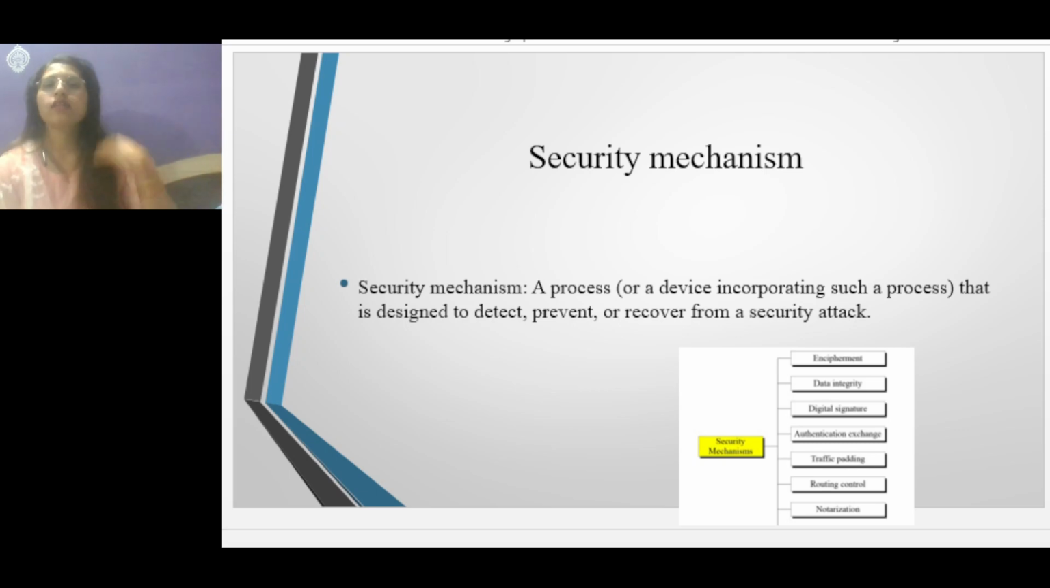So what is a security mechanism? A security mechanism is a process that is designed to detect, prevent, or recover from the security attack. Here it is a process; it can be a program, it can be a device or anything that has been designed in such a way that it is going to detect, prevent, and recover from the security attack. If you want prevention, there will be one approach. If you are going to recover, there will be a different approach. That is all about security mechanism.